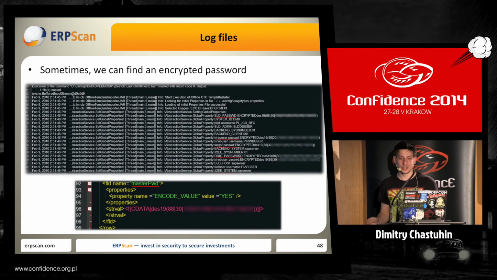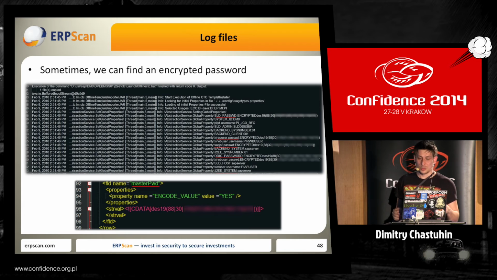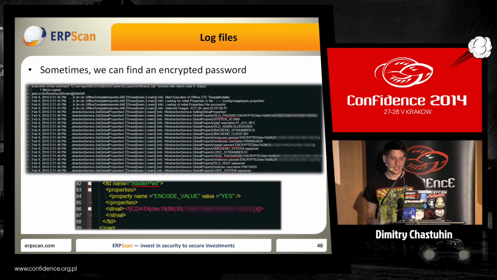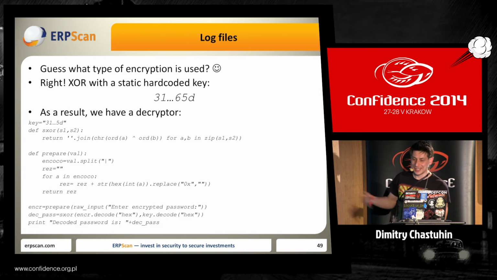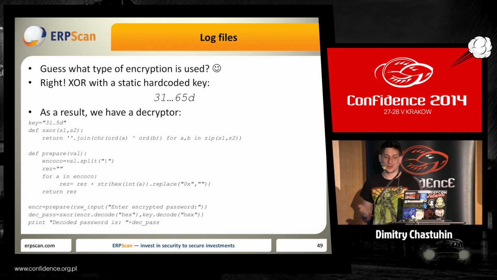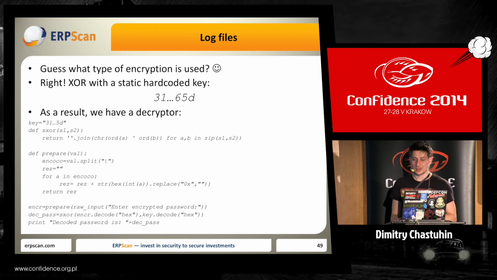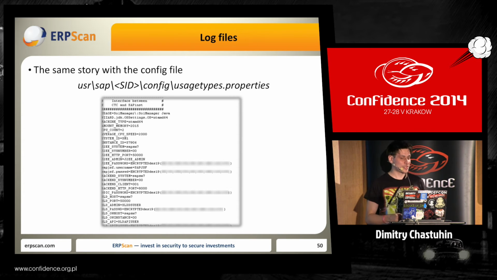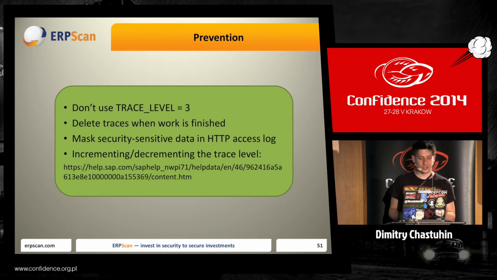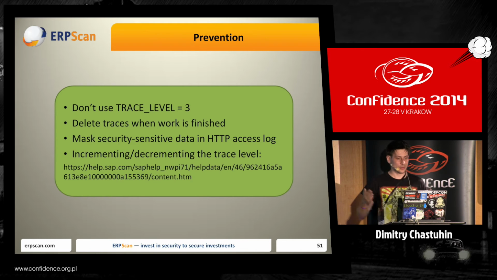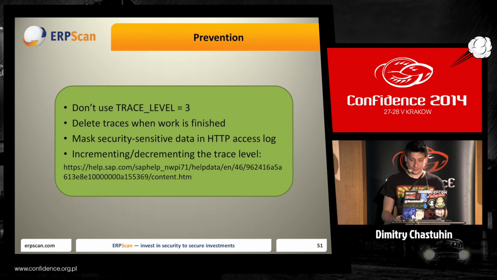This is a more real situation, which we see very often in SAP logs. The password in the log file is encrypted. Guess what type of encryption is used? Right. Again, XOR, and again the key is hard-coded, and again it does not change. As a result, we have a decryptor of passwords from SAP log files. And the same story with some auto-generated config files by SAP. And prevention: do not use trace level equal to 3, and of course, delete traces when work is finished.